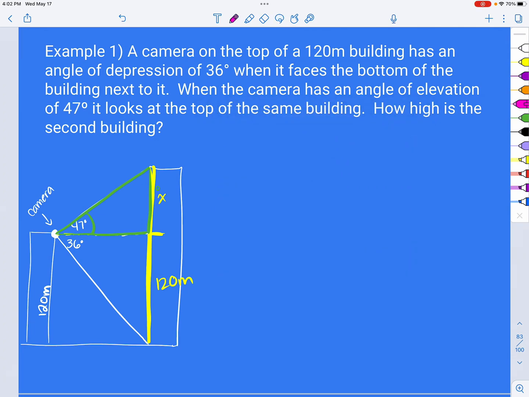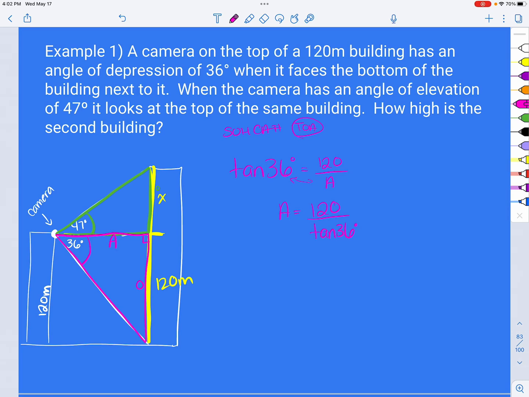Let me do the adjacent side in pink. You can find the adjacent side using this bottom right triangle. Right? Because from 36 degrees, 120 is the opposite. I don't know the adjacent. O and A. SOH CAH TOA. It tells me to use tan. So tan of 36 degrees is the opposite 120 over the adjacent side. You can flip those, so the adjacent side would be equal to 120 divided by the tan of 36 degrees.